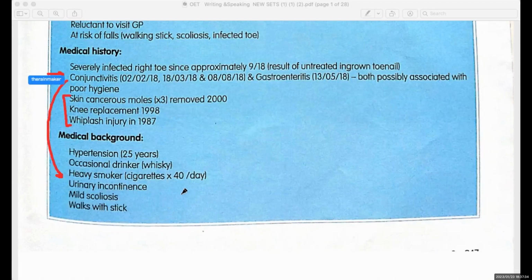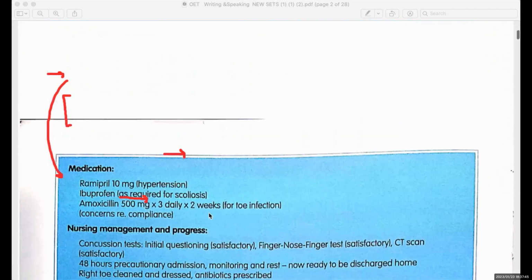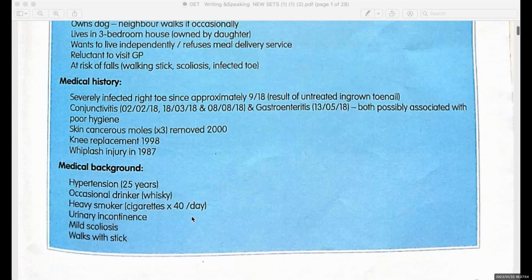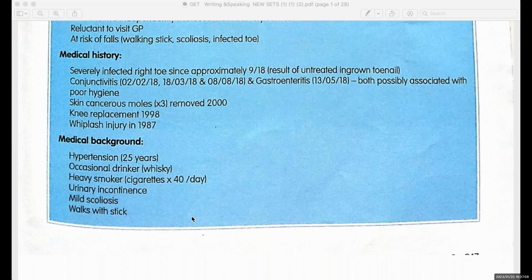You can even put the medication. Hypertension is already given. Ramipril works for that. For mild scoliosis, she is on ibuprofen. See, it's written here at the bottom: ibuprofen for scoliosis on a need basis, Ramipril for hypertension, and amoxicillin you can put somewhere else. So basically, medication, medical background, and medical history can be merged into one paragraph instead of writing three separate paragraphs, because I've proved that to you. In medical history, the last three points are useless because they don't do anything to the current standing of the patient.